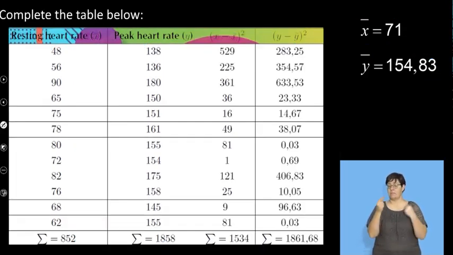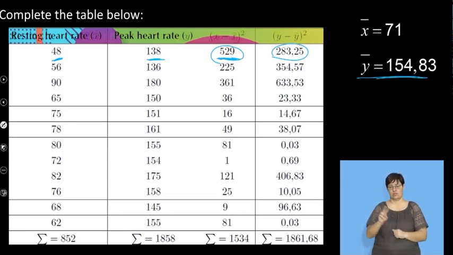So this is what we get if we complete our table. Are we together? So how do we get this number? 48 minus 71 squared. That's what we get. How do we get that number? We use the Y, 138 minus the average, we square the number. That's what we get. Then we complete our table. Then sigma, this sign, just add everything. We add everything. This is what we get.